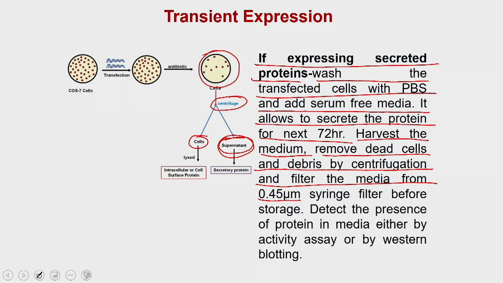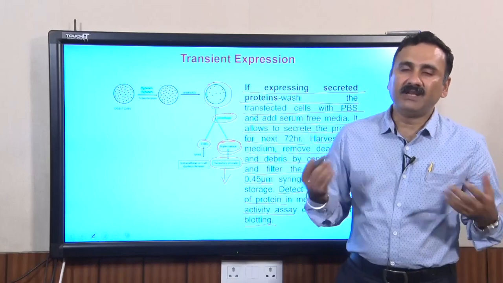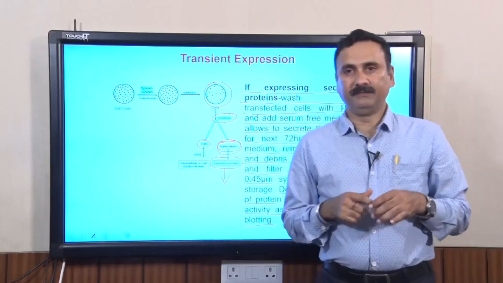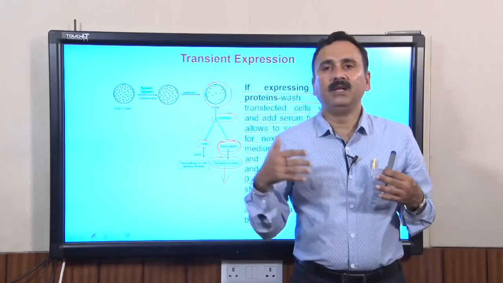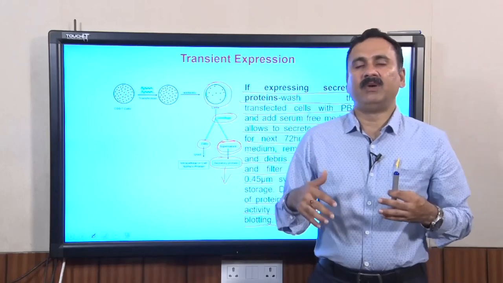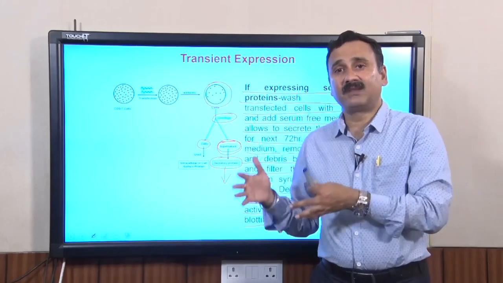Once you have done that, then you can detect the presence of your protein in the media either by activity assay or by Western blotting. So then you have the secretory protein and you can do the Western blotting or the activity assay for the presence of your protein. So this is all about expressing the protein in the mammalian expression system under the transient expression.